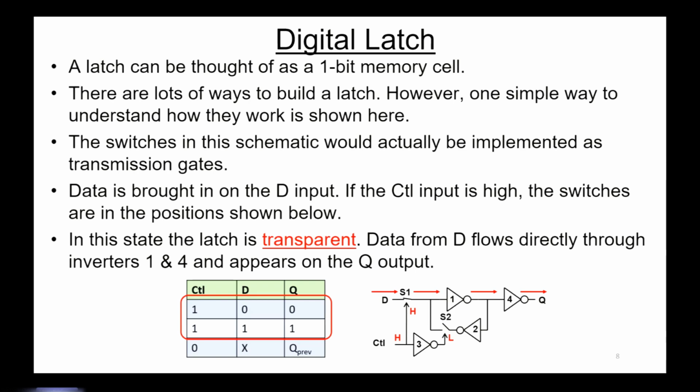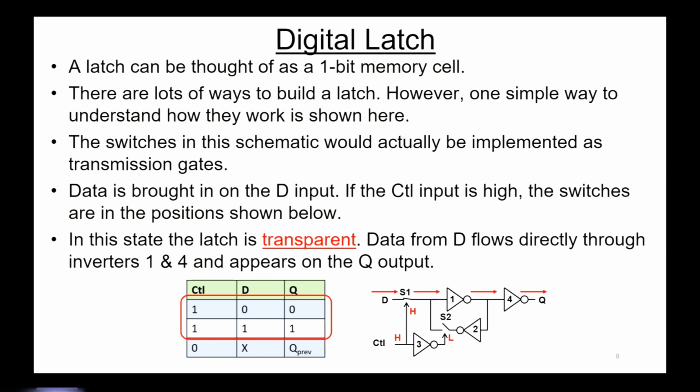However, one simple way to understand how they work is shown here. The switches in this schematic would actually be implemented as transmission gates. Data is brought in on the D input, that's right here. And if the control input is high, the switches are in the position shown in this diagram. And this puts the latch in transparent mode.